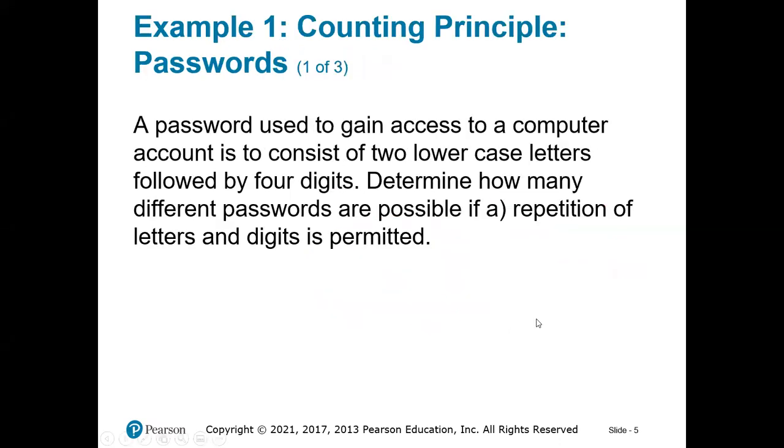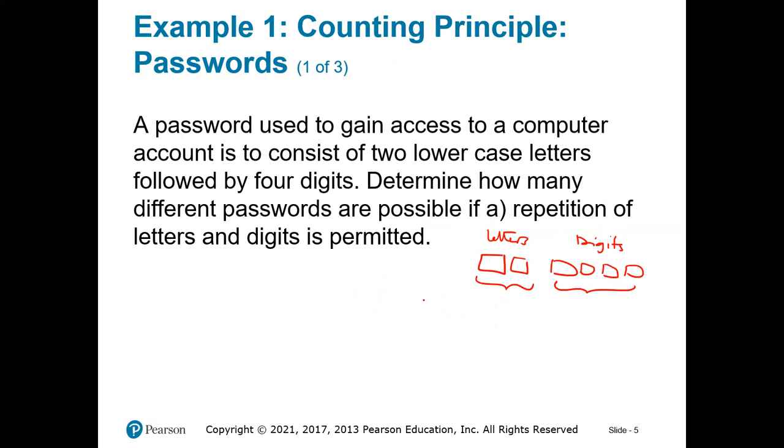Well, here is one of those situations. Suppose we are going to count how many passwords we can create. It says here in this exercise, a password used to gain access to a computer account is to consist of 2 lowercase letters followed by 4 digits. The first digit, the second one, the third one, and the fourth one, right? So these are the letters, and those are the digits.